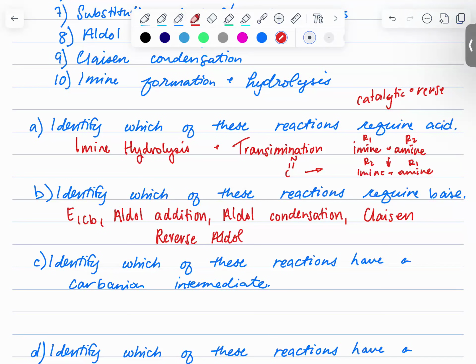Let me look at what you're talking about. So that does require a base. In this situation, it requires a base. It may not necessarily always require a base. That'd be fine.